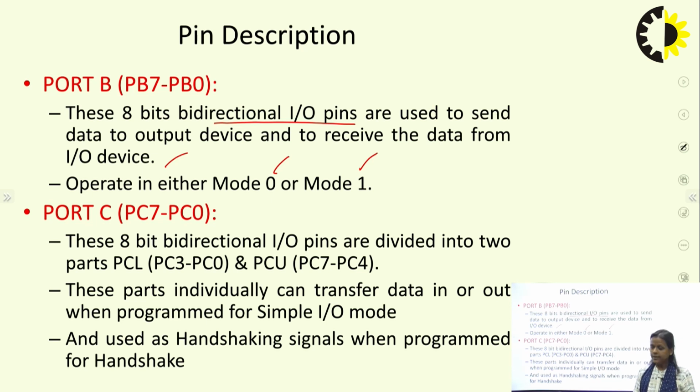Then coming to port C, these are again 8-bit bidirectional input output pins, and as we have already discussed, they are divided into two parts, that is PC lower and PC upper. These parts individually can transfer data in or out when programmed for simple IO mode, and they are used as handshaking signals when programmed for handshake. As we have seen, in some modes we are using the handshaking signals. So, these pins are used for generating the handshaking signals.